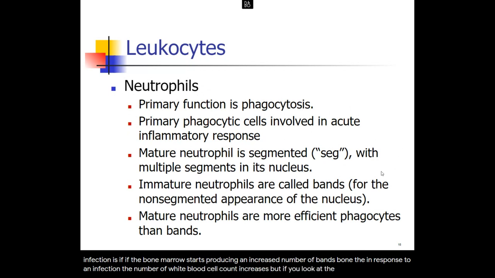But if you look at the number between the segs and the bands, the more bands indicate that the infection's been going on for a while and they're trying to gin up more white blood cells, but they're not mature enough to be very efficient. So it's called a shift to the left. When they look and there's more bands than segs, it's called a shift to the left, and that means the infection is going on. One way to help remember segs versus bands is segs are sexy and bands are babies.